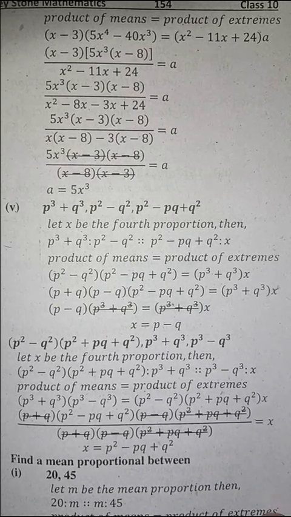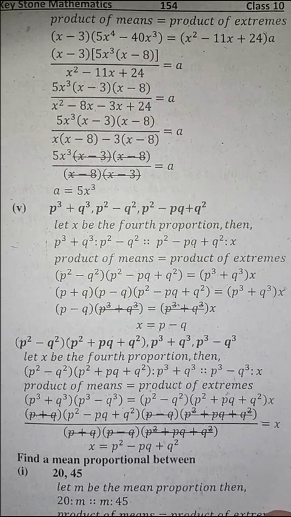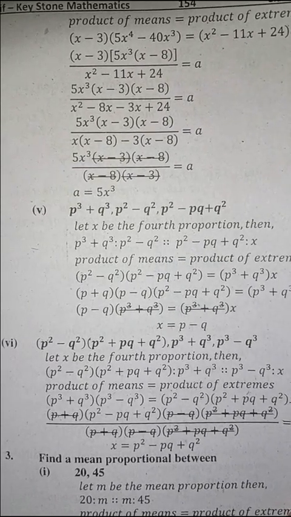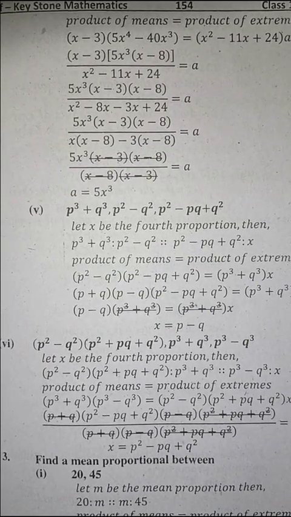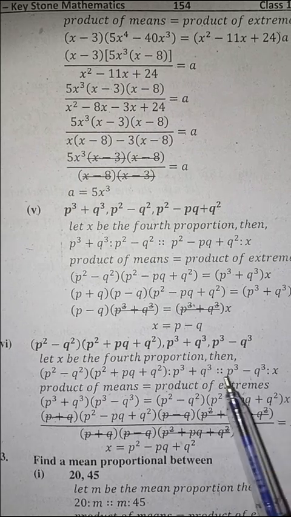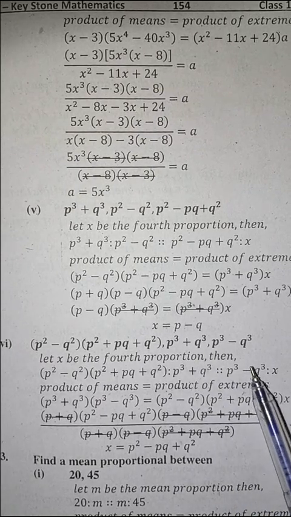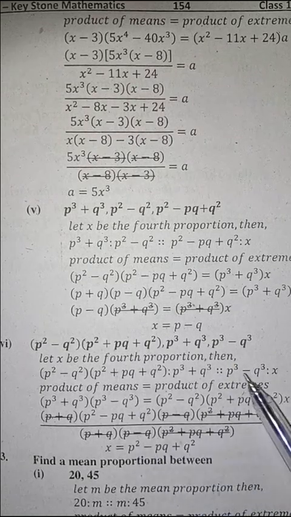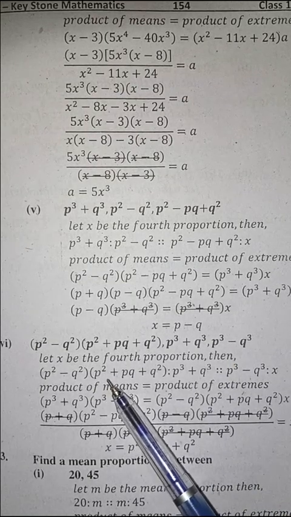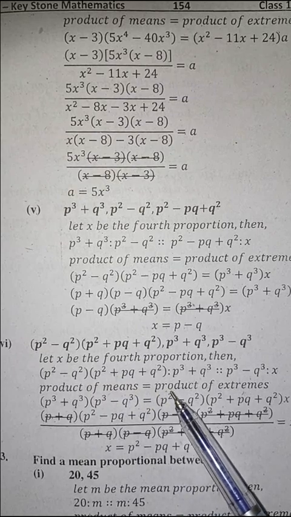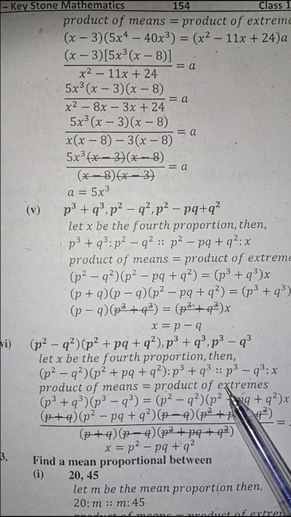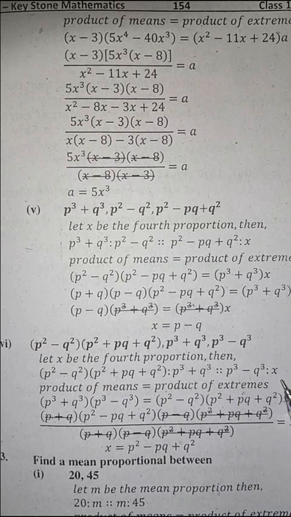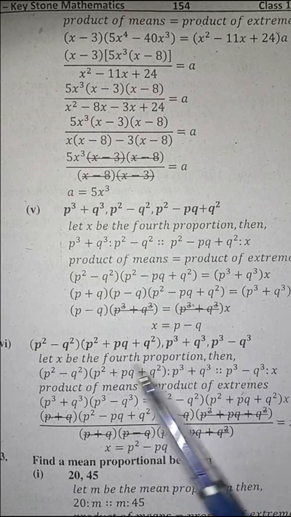Part 6 is p square minus q square, p square plus p cube plus q square, and p cube plus q cube, p cube minus q cube. Let x be the fourth proportional, then p square minus q square into p square plus p cube plus q square ratio p cube plus q cube proportion p cube minus q cube ratio x. We know that product of means is equal to product of extremes.